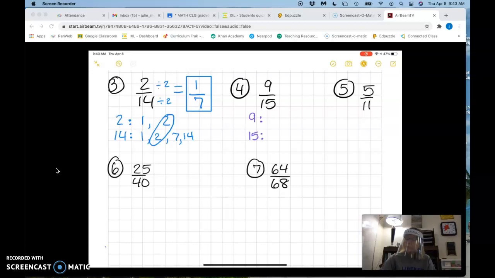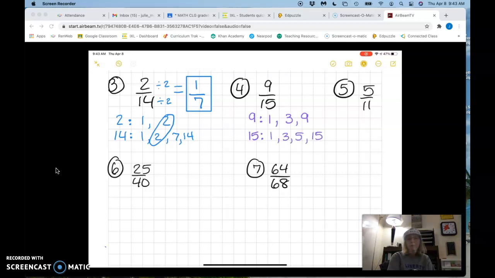And then we're going to write the factors. So what are the factors of 9? 1 and 9. And then what else? 3. And since it's 3 times 3, we only need to write the 3 once. And how about the factors of 15? 1, 3, 5, 15. Nice.